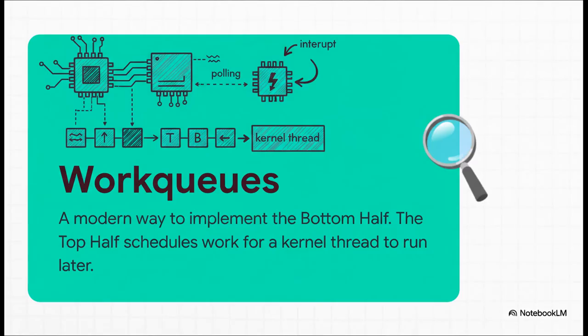Okay, so how do you actually implement that bottom half? Well, the key term your interviewer really wants to hear is work queues. This is the modern, flexible standard. What happens is the top half basically just adds a task to a to-do list. Then a special kernel thread comes along later to actually run that task, safely away from that critical interrupt path.